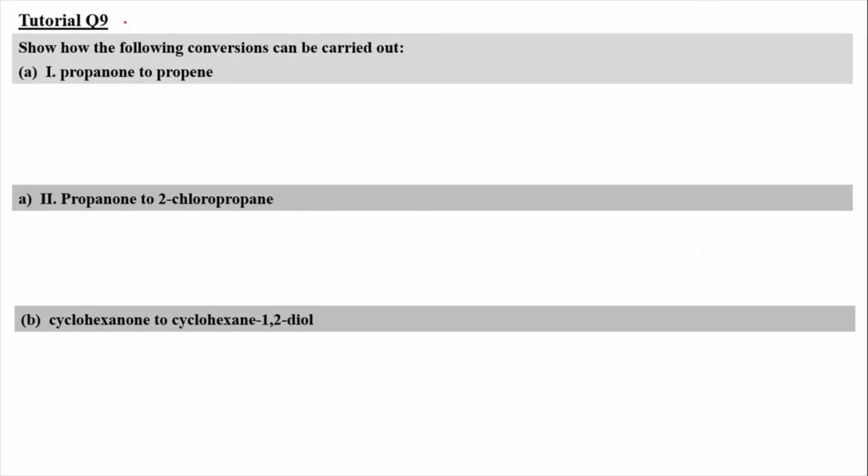Now we're gonna do tutorial question 9. So we have to show how the following conversion can be carried out. So we need to show how propanone can be changed into propene. Okay, so propanone got 3 carbons, 1, 2, 3, and C double bond O going to be here. So this is propanone, and then I'm going to change it into propene, which is like this. Okay, so what I can do first, I think I can change it into an aldehyde first. Sorry, into an alcohol. So what I'm gonna do is I'm gonna reduce my ketone into an alcohol.